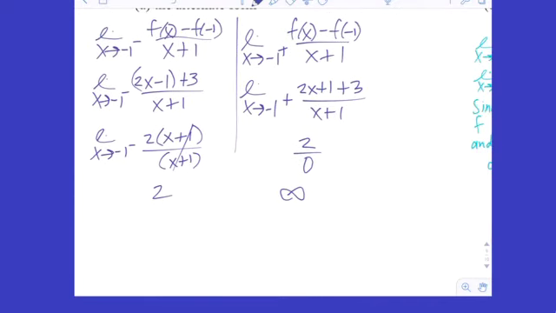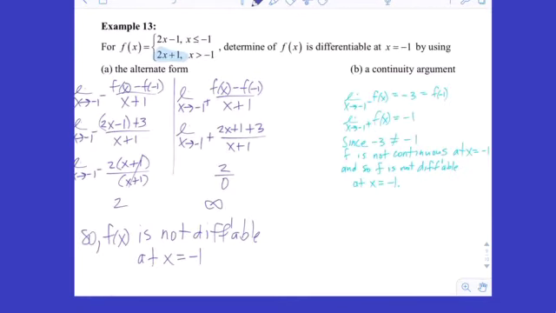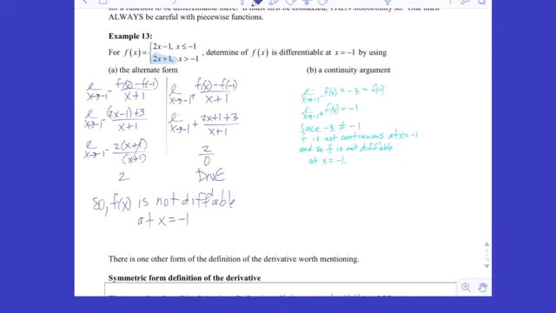So as soon as one of them doesn't exist, or any two of them don't equal each other, it's game over. And so I'll just say, so f of x is not differentiable at x equals -1. And if you had to cite the reason, you would have to say, since the difference quotient from the right does not exist, okay? Maybe DNE is a better answer here. All right, so even though the slopes were the same on both sides, the alternate form catches it.